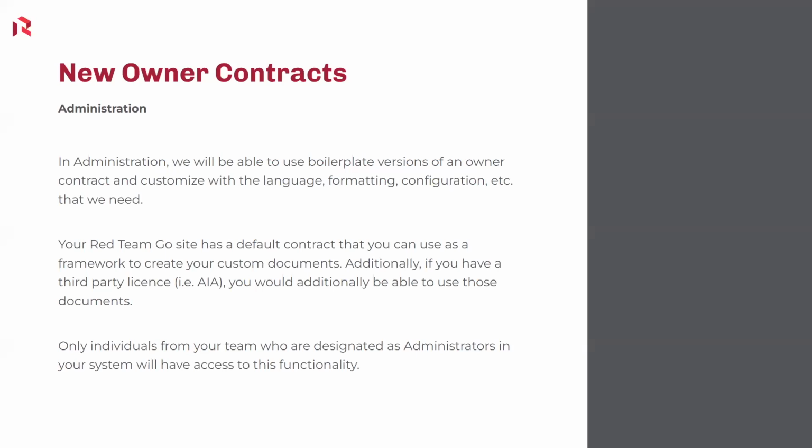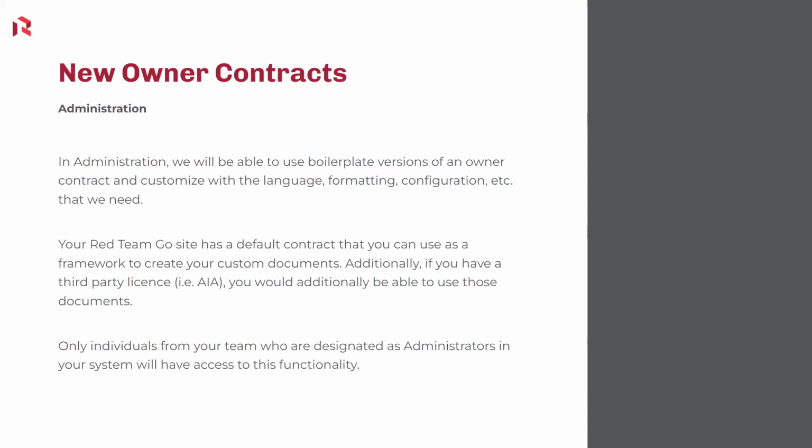So in administration, you'll see here that we'll be able to use a boilerplate version of an owner contract. What that is, there's already a default contract document available in your system for you to work with. You can change any or all of it, but just so you know, you don't have to start this from scratch.